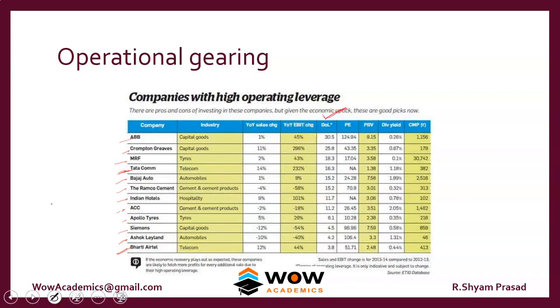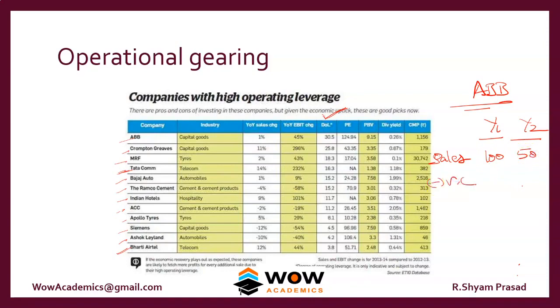So we'll have an example of what would be the effect of this operational gearing. We'll take ABB company itself as an example. So we'll have 2 years, year 1 and year 2. Sales is 100 here. In the next year it's 50. Their variable cost is proportionately like 20%, we'll take. So it will be 20 here, it will be 10 here. So they get a contribution of 80 here and 40 here.